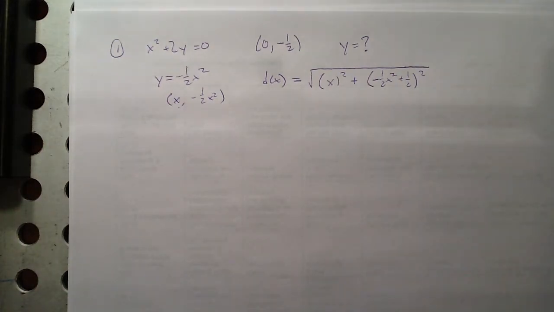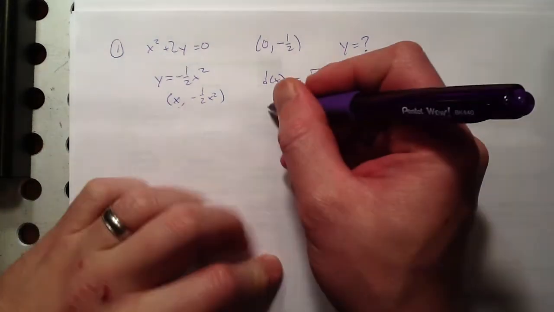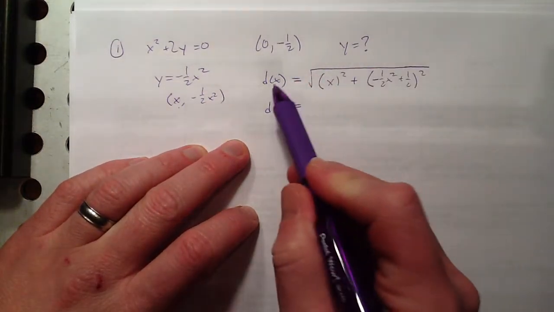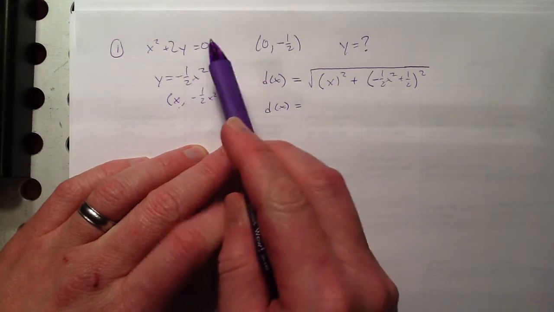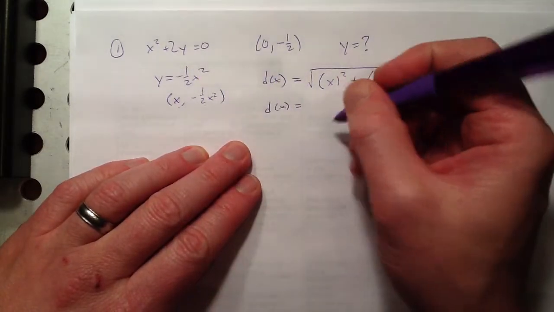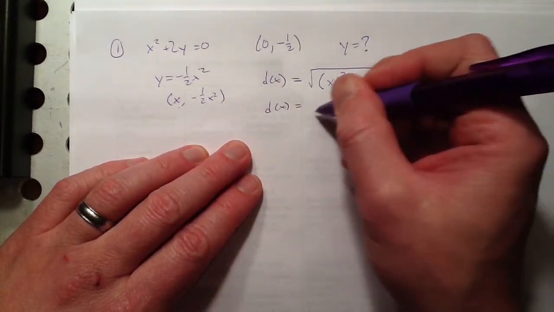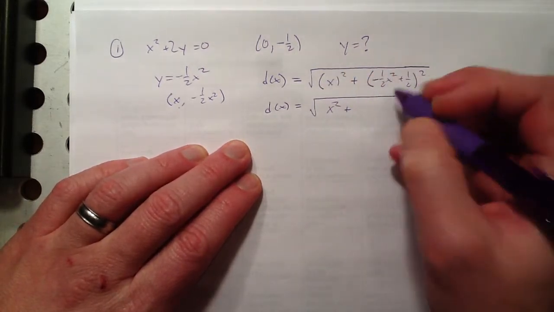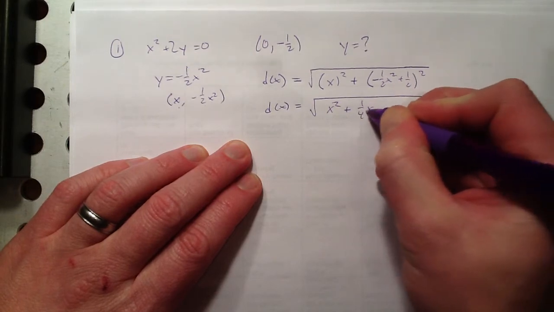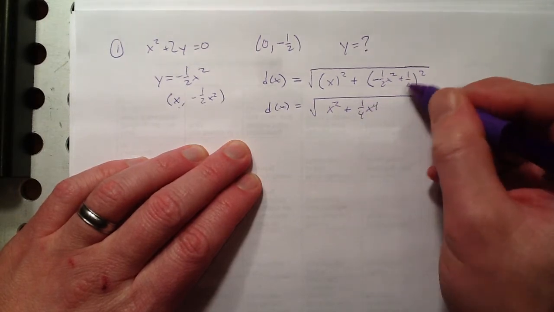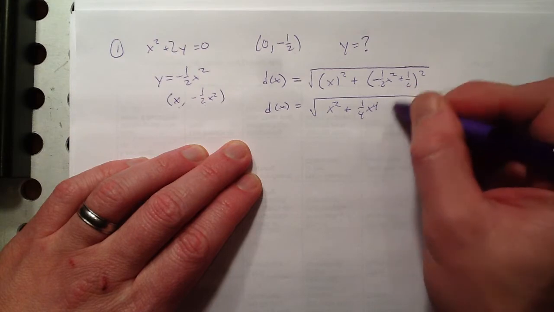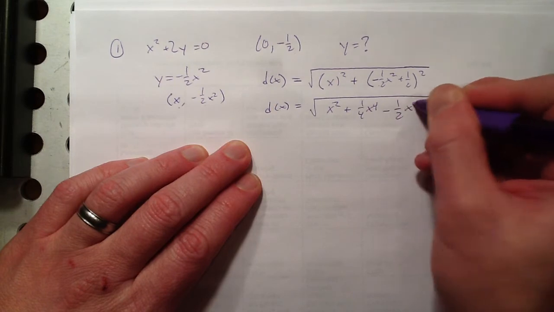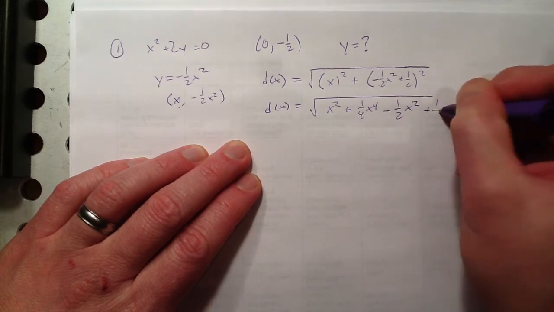And I'm going to do a little simplifying here so that my derivative will be a little bit easier. Why am I talking about derivatives? Because I want to minimize the distance, right? If we want it to be closest, that's minimum distance. So that's x squared plus, foiling this out, you get 1/4 x to the 4th, and then I get 2 of these, minus 1/4 x squared, which makes minus 1/2 x squared plus 1/4.